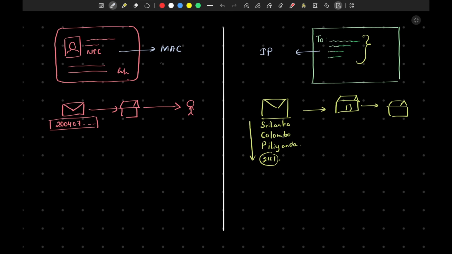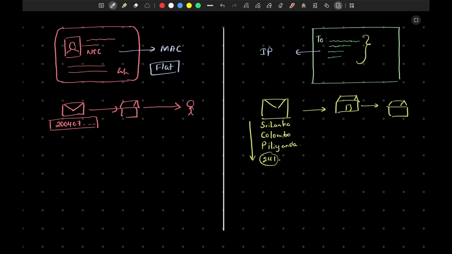And it is also a flat address. Why we call it flat is it doesn't give us any information about the geographical location or the topology information. Anything like that it doesn't give. Even the MAC address or the NIC, it doesn't give any additional information to us to navigate.